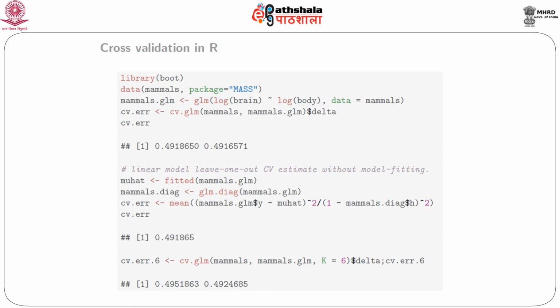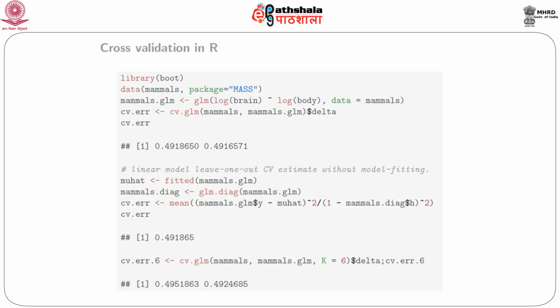Now, we can use the direct formula for linear models to compute this. So, we introduce mu hat, which is fitted(mammals.glm), that is the fitted object, and then mammals.diag is glm.diag(mammals.glm). The glm.diag is also a utility function in the boot package which calculates jackknife deviance residuals, standardized deviance residuals, standardized Pearson residuals, the Cook statistics, leverage and estimated dispersion. And we are interested in these leverages, which are the h, or the diagonals of the hat matrix.